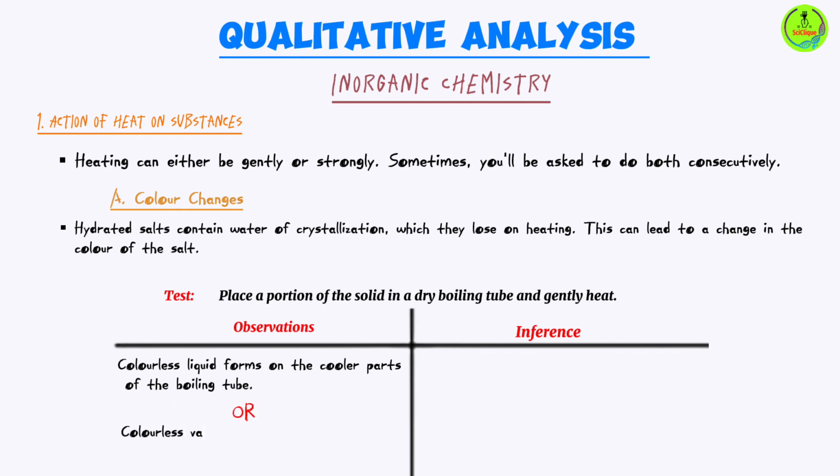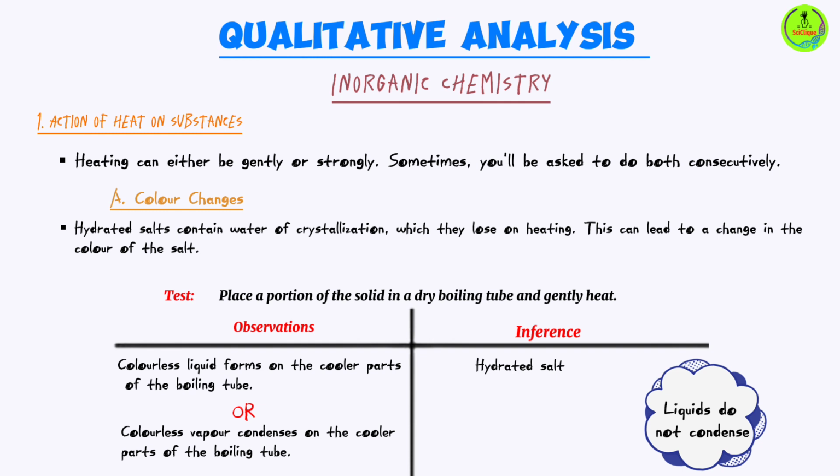Now, you can also state this as such. Either is correct, but if you mention your point as this, a colorless liquid condenses on the cooler part, you miss out on this. And if you miss out on the observation, the inference is not marked. These two are tied. A correct observation will lead to the marking of the inference. Why is this statement wrong? The reason why it's wrong is because liquids don't condense. It's only vapor. So just imagine that a mistake in terminology can cost you 2 marks.